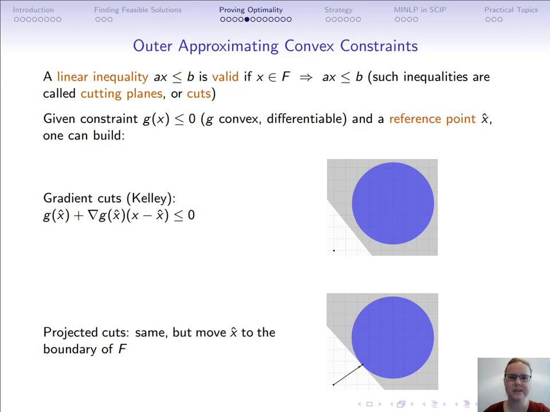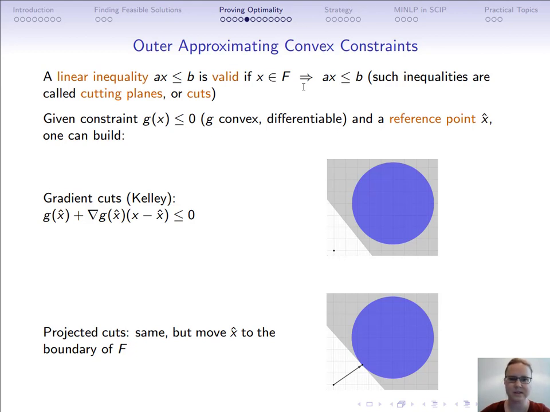In order to construct a linear relaxation, one usually needs to add a number of linear inequalities, which must be valid. That is, they must not cut off any parts of the feasible set. This can be described by this implication. That is, if a point is feasible, it must also be feasible with respect to the linear inequality. And such inequalities are referred to as cutting planes or cuts.